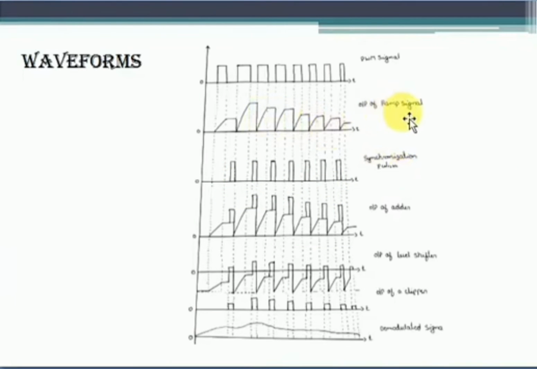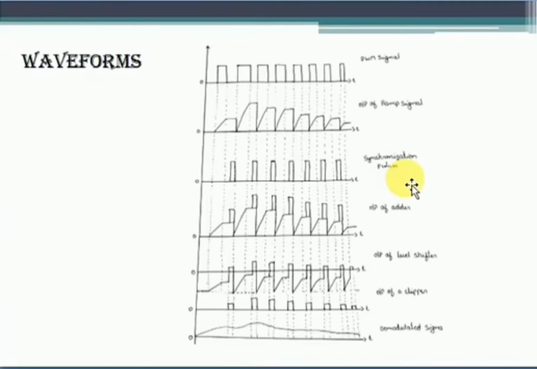Now let us see here the ramp signal. If you observe here, the width of the PWM signal will decide the height of the ramp signal. So if the width is less, then the height of the ramp is less, and if the width is more, then the height of the ramp signal will be more. Depending on that, the ramp generator will generate a corresponding ramp signal with respect to the PWM signal. Now these two, that is the output of the ramp signal and the synchronization pulse waveform, are applied to an adder circuit.